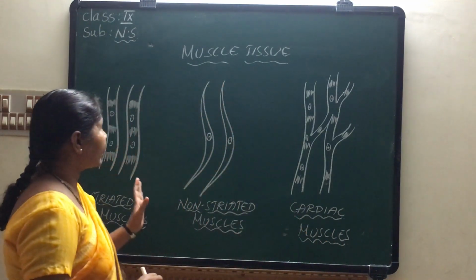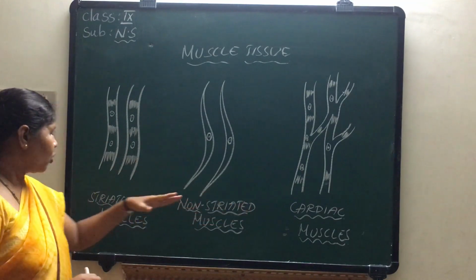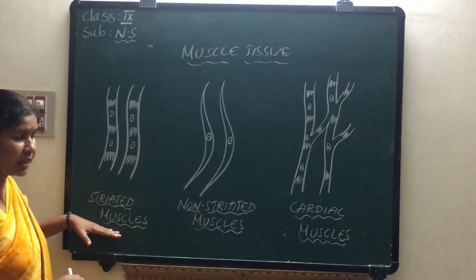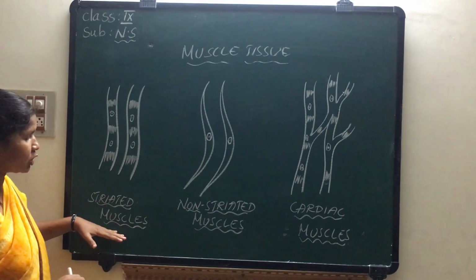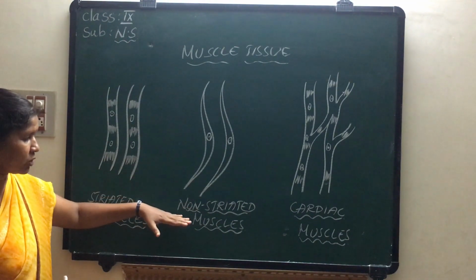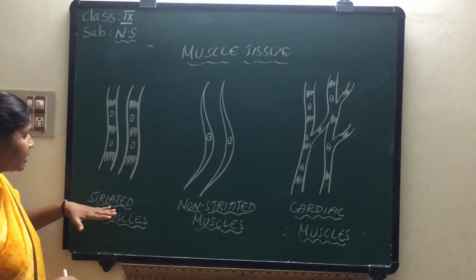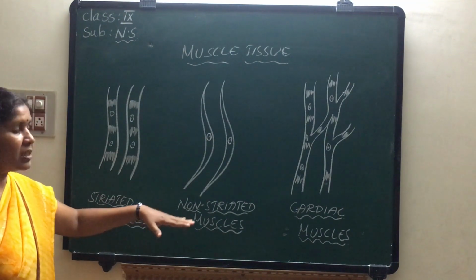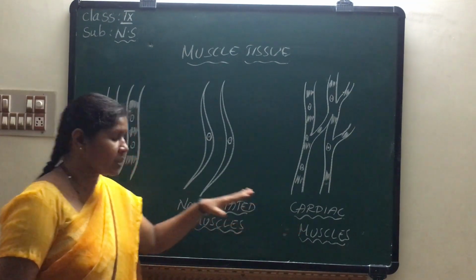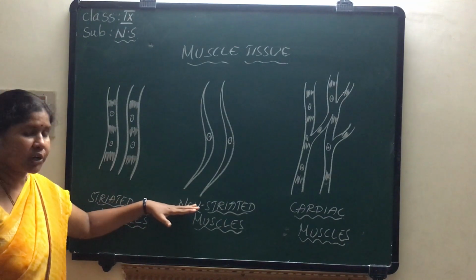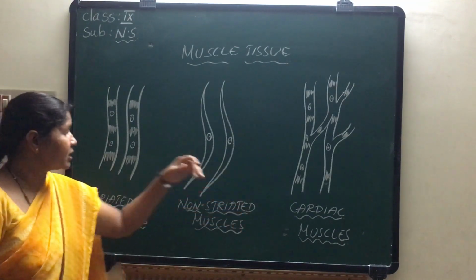These are the three types of muscle tissues: one, striated muscle tissue; second, non-striated muscles; and third, cardiac muscles.